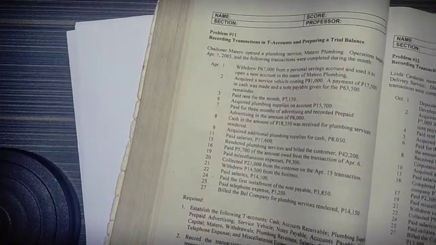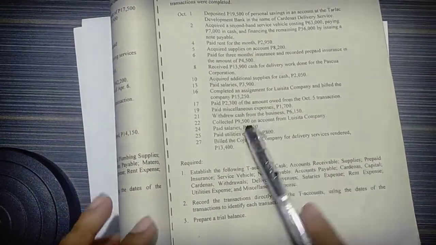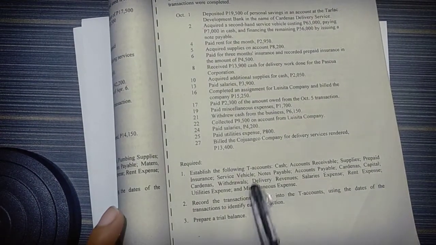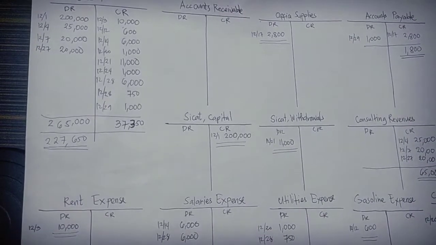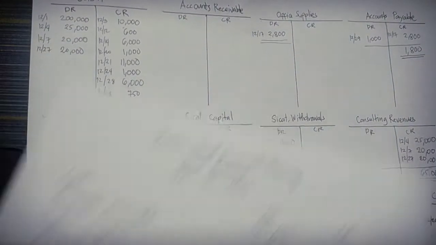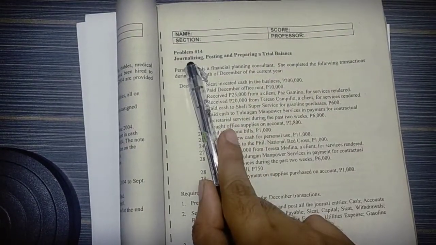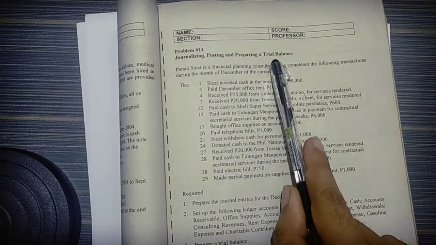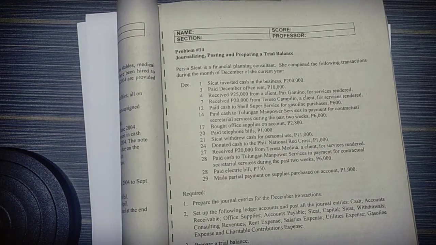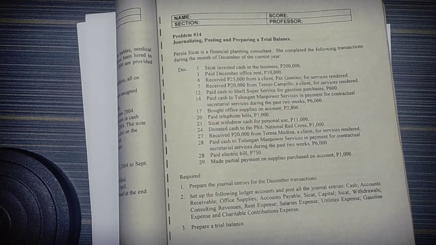So, pag T accounts at saka trial balance, for example, this one, T accounts, tapos trial balance, as well as here, naka-indicate na T accounts lang siya, tapos trial balance. So, ito lang yung gagawin ninyo. T accounts, tapos trial balance. So, wag nyo nang pahirapan pang sarili ninyo. So, kaya ang ginawa ko is number 14, problem 14, kasi tatlo siya, journalizing. Yung posting is your trial balance, T accounts rather. Tapos, the trial balance.